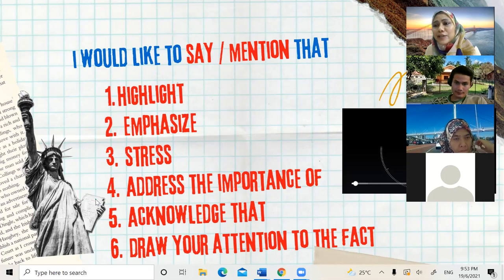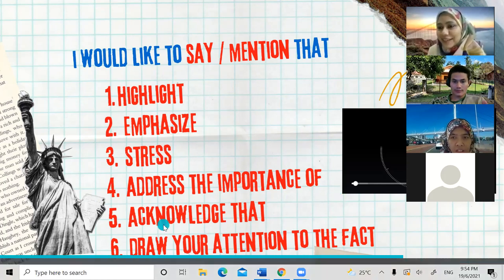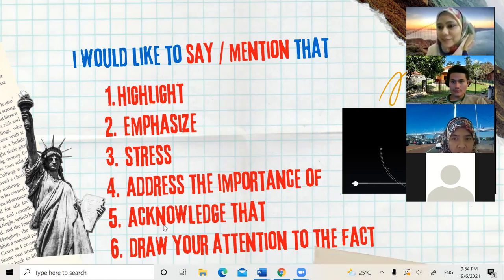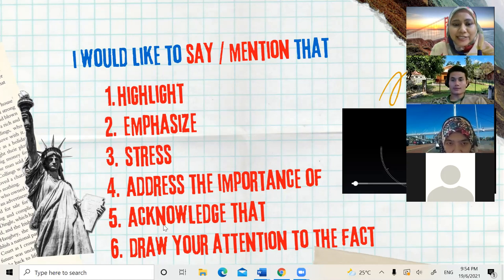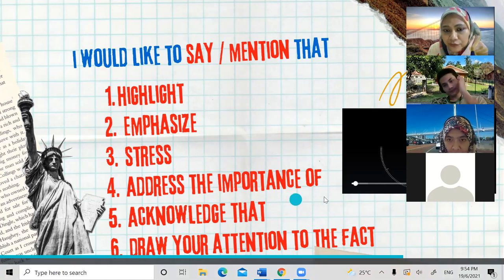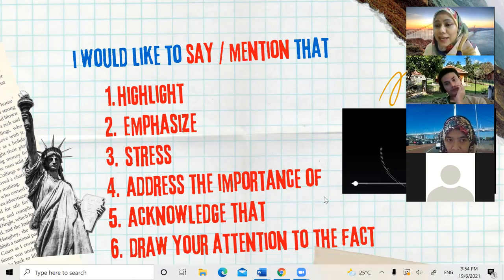And then number four, five, six are the longer phrases that you can use. You can say, I would like to address the importance of something. So for example, Azza, what's your innovation? Just giving an example. Our group wants to do the online Zumba and run competition. Okay, so you can say, I would like to address the importance of keeping yourself fit. That is why online Zumba is so important to help reduce mental health issues at the workplace. So that's one way of saying it.